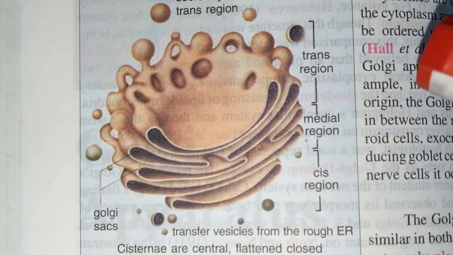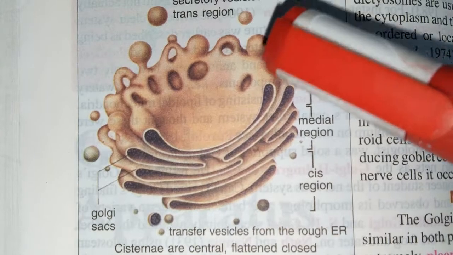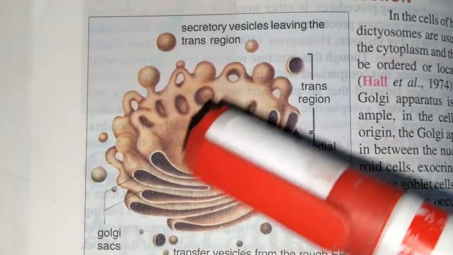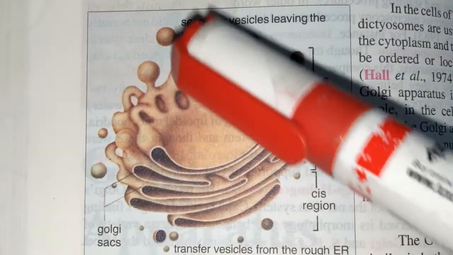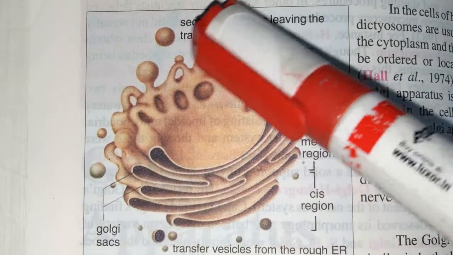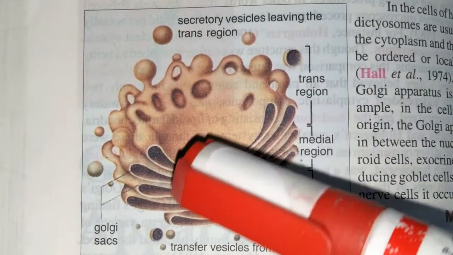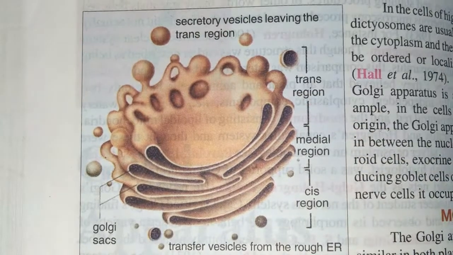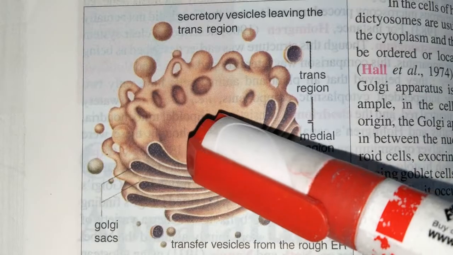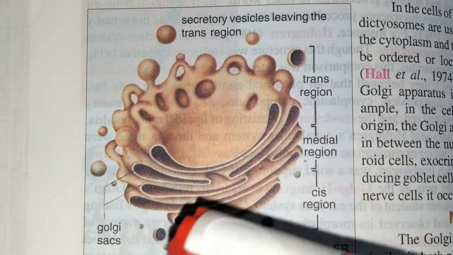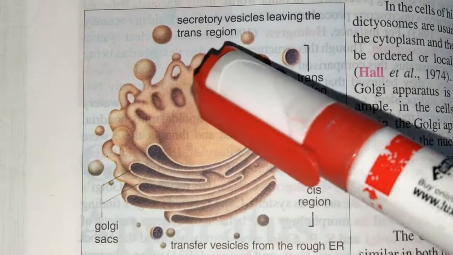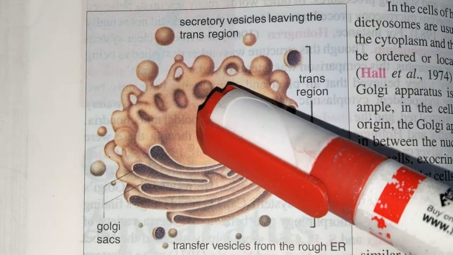After that, there are some other functions of the Golgi apparatus, like the formation of the lysosome. Some vesicles pinch off from the Golgi apparatus, and those vesicles contain hydrolytic enzymes, and those structures are known as the lysosomes. So the lysosomes also emerge out from the Golgi apparatus. One more function of the Golgi apparatus is its role in the formation of the plant cell wall. The components of the plant cell wall, that is the hemicellulose and pectins, are derived from the Golgi apparatus.